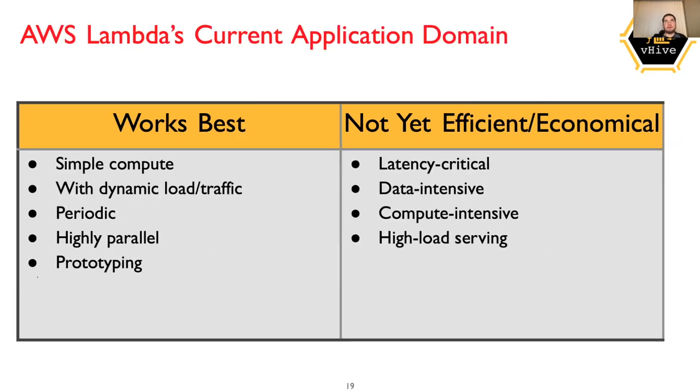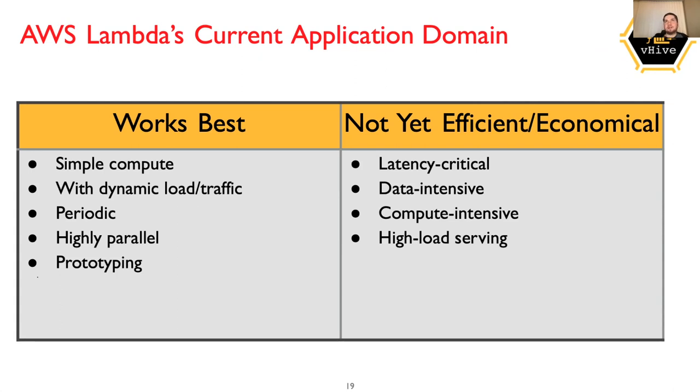So where could it be used? When you have simple compute, because it only has CPU. If you have to handle peak loads, then it's pretty good because it can scale pretty fast. Some periodic tasks, it's great at doing cron jobs. If you need to parallelize some simple task, it would be great as well. Or you need to do some prototype because it's very cheap.